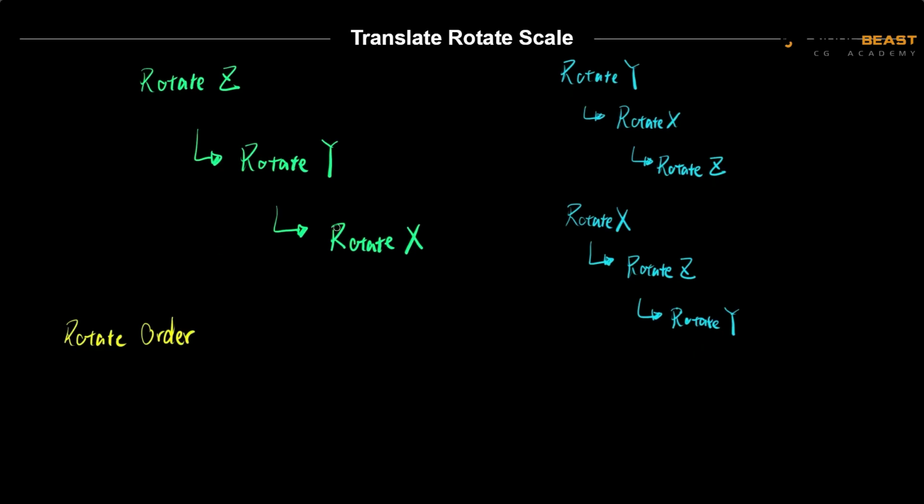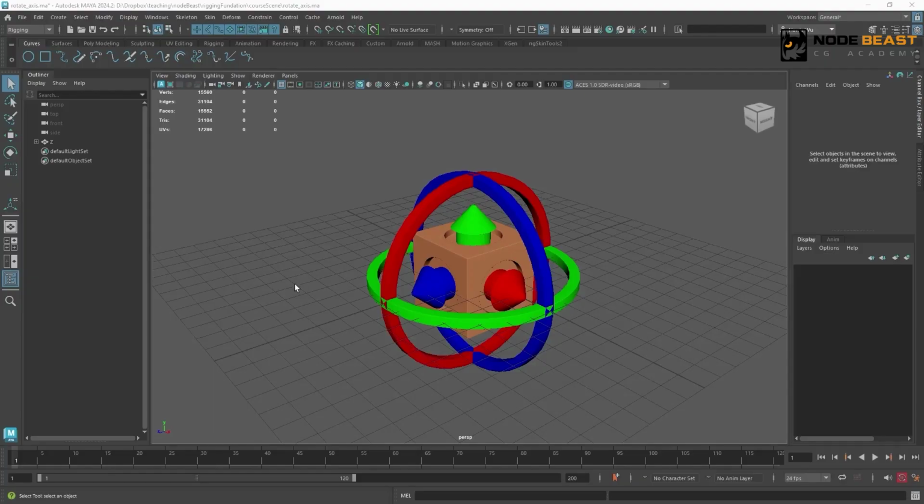So if we go with the default, z-axis is on top, then y-axis, then x-axis, that rotate order is xyz. And for the one we just mentioned, again in bottom to top order, that would be zxy, and this one would be yzx. In terms of function, it's also easy to understand. Using the default xyz as an example, that means z-axis is the parent of y-axis, and y-axis is the parent of x-axis. Let's go back to Maya.